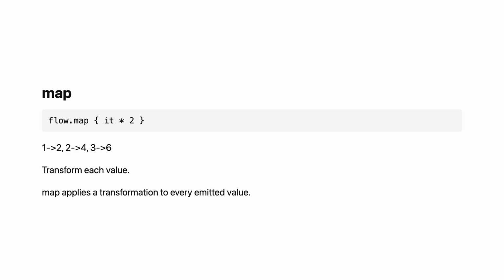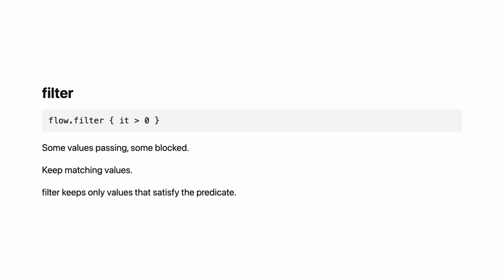Filter keeps only values that match a condition. flow.filter { it > 0 }. Only positive values pass through. Filter takes a predicate. True means keep the value. False means drop it. The result is a flow with fewer values. Some values are filtered out. Use filter to remove unwanted values, errors, nulls, items that do not match criteria.